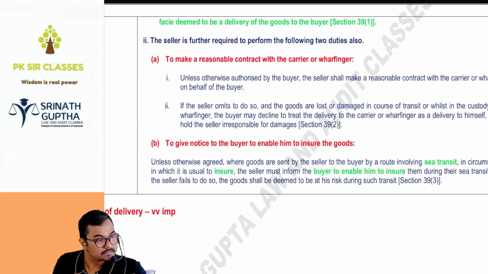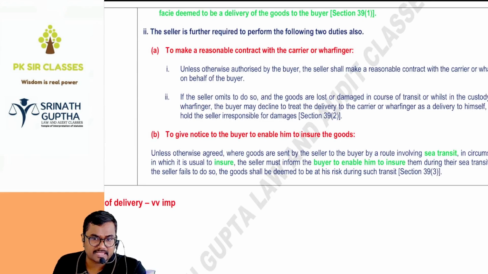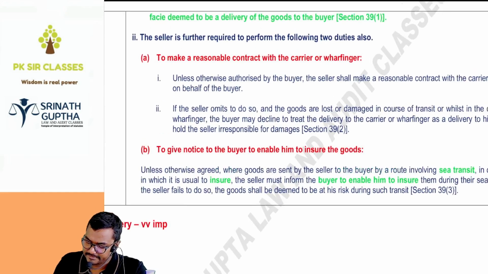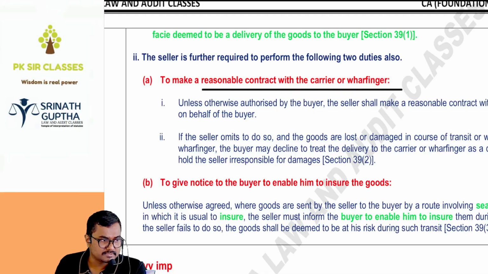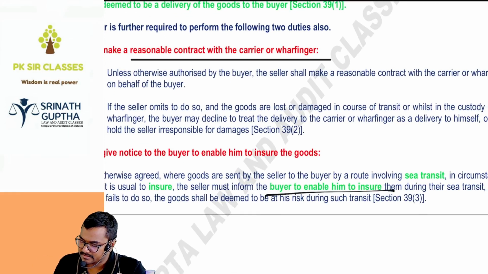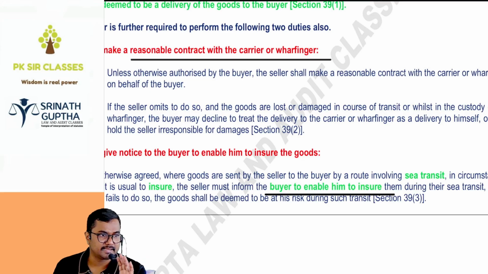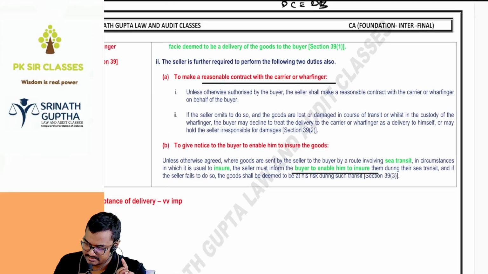However, who has to enter into agreement with the carrier? Seller. The seller has to enter into agreement with the carrier, but the buyer may pay the price. If goods are shipped through sea, I have to inform the buyer: buyer, please take the insurance policy. But it is a duty of the buyer to take the insurance. If I don't inform, I will be liable. If I have informed them, but the buyer is not taking insurance, I will not be responsible. Seller's duty is to inform. Buyer's duty is to take the insurance.